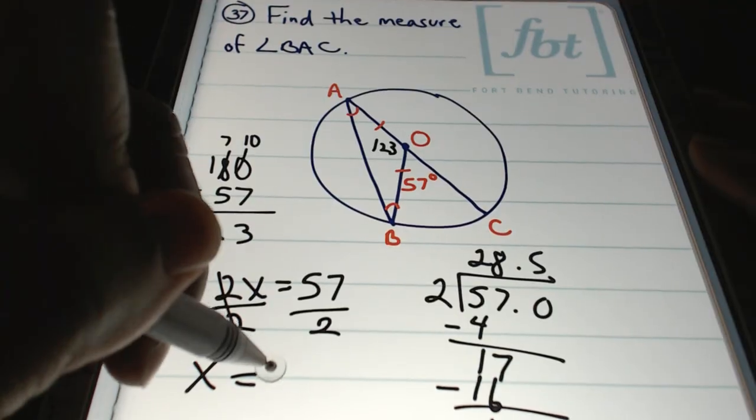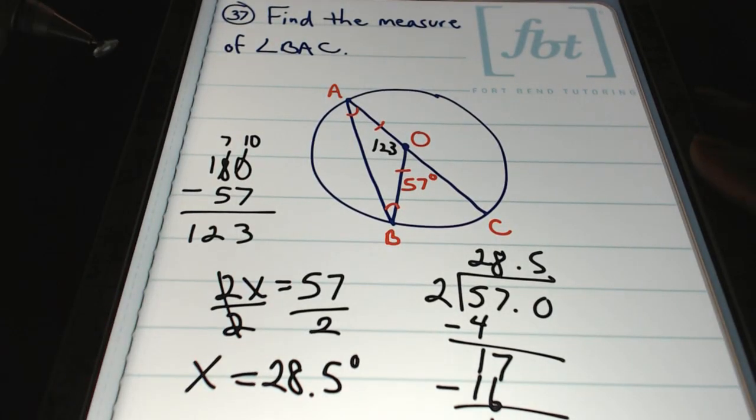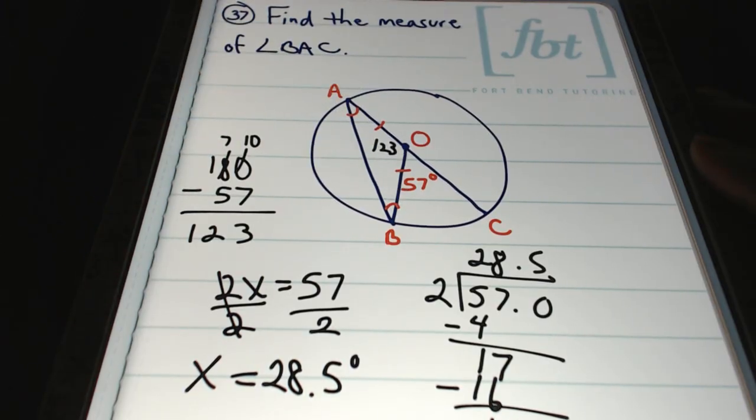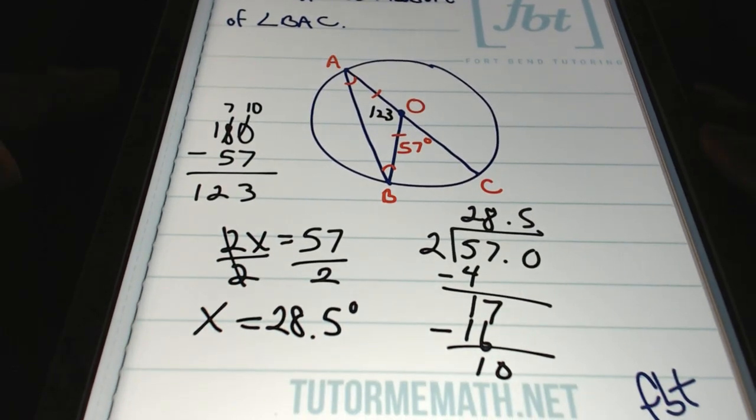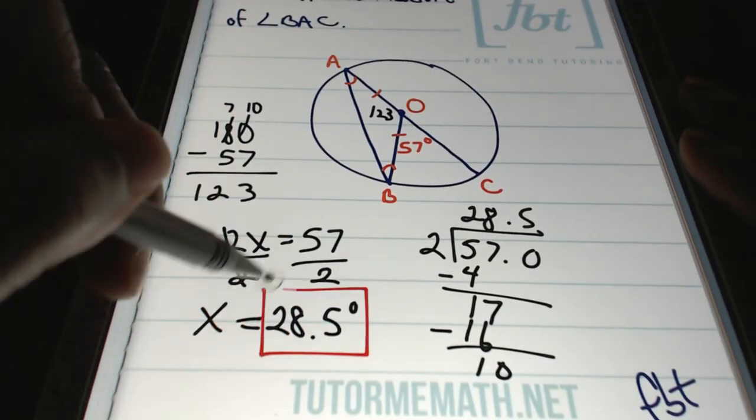There we go. 28 5/10 degrees is going to be the measurement of each of our base angles in our isosceles triangle, guys. So therefore, we have our result for angle BAC, that it will be 28 5/10 degrees.